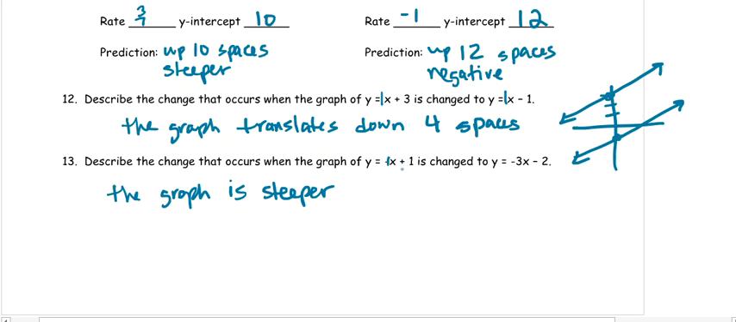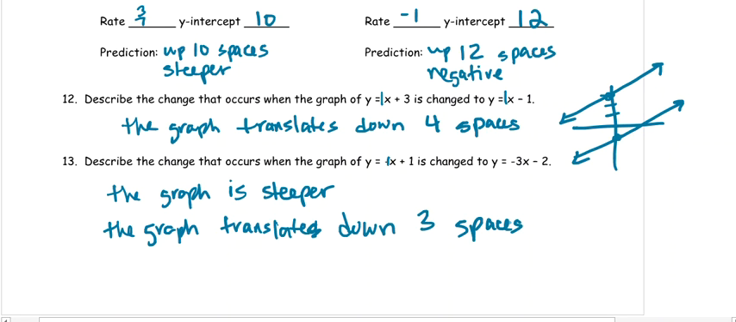And now you're looking to see if it's shifting or translating. So this is a plus 1, so it's 1 above the graph. Now this is 2 below the graph because it's a negative 2, so it's gone down 3 spots. So the graph translates down 3 spaces.